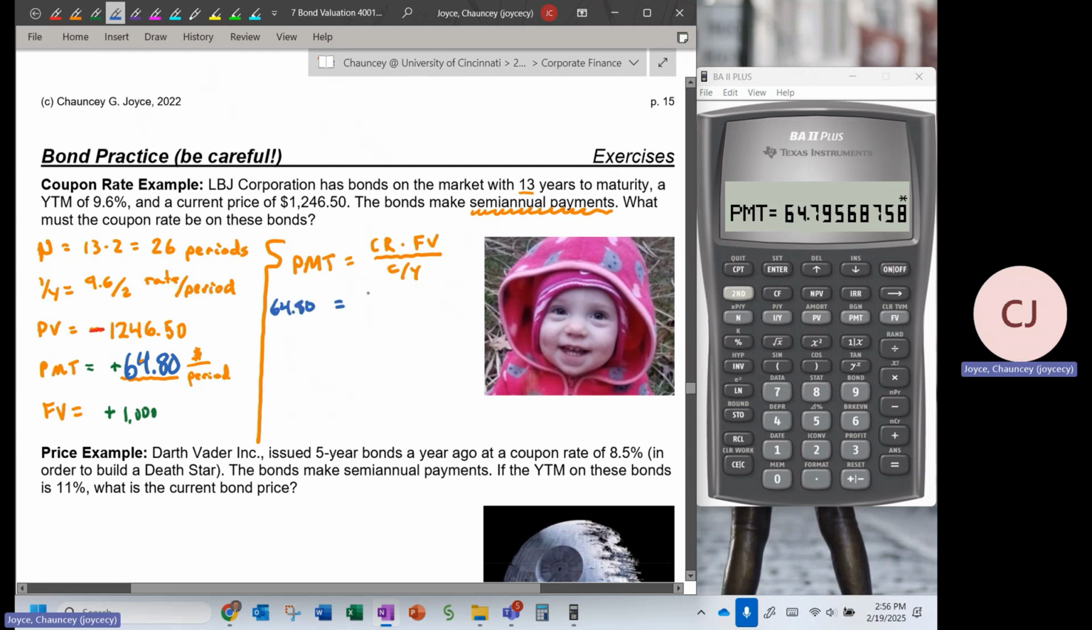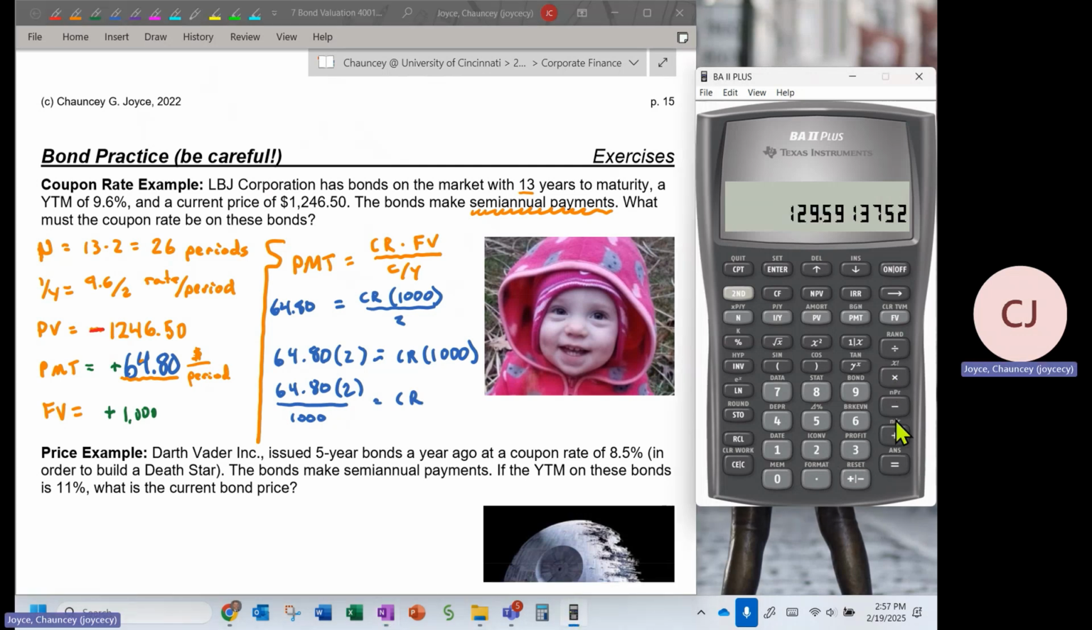64.80 equals your coupon rate. That's what we're solving for, times face value of 1,000 over 2 periods in a year. So just do some cross multiplying here. 64.80, let's multiply both sides by 2. Then you'd have 1,000 times your coupon rate, or coupon rate times 1,000. Then you divide both sides by 1,000. So it would look like 64.80 times 2 divided by 1,000 equals your coupon rate. So just don't forget your order of operations there.